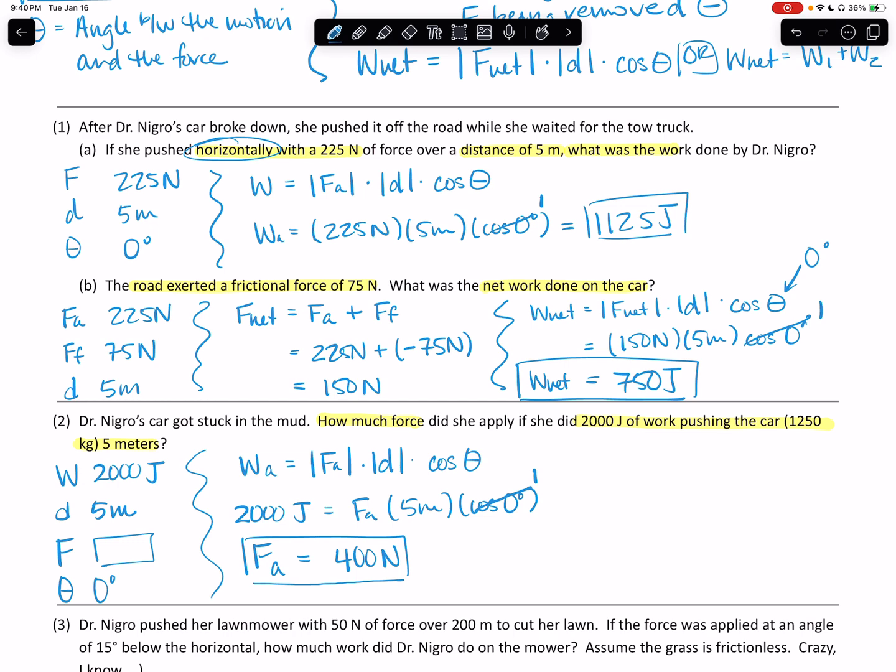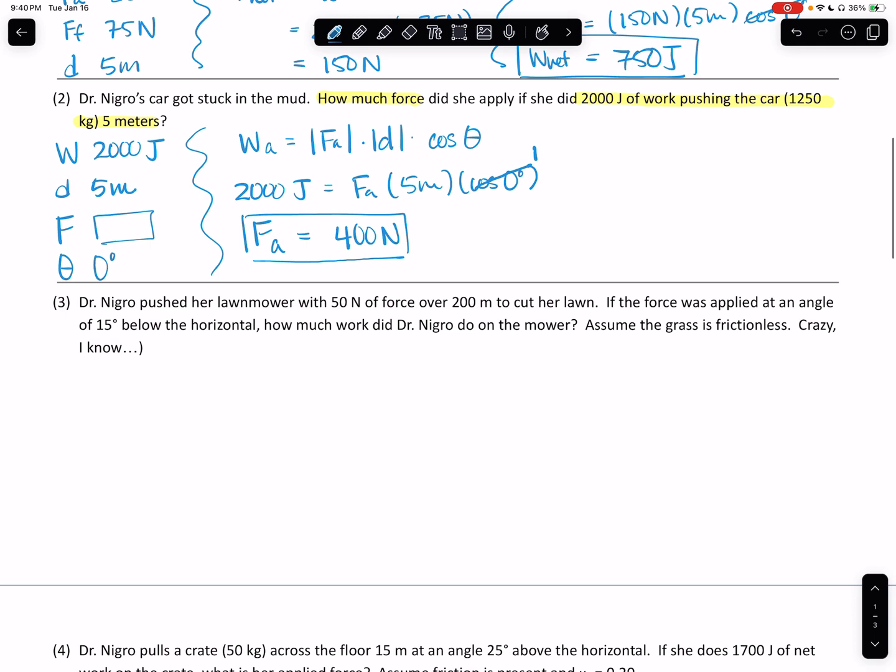So if I expend or put in 2,000 joules worth of energy to push an object 5 meters, then I have to be applying a force of 400 newtons. All right, let's try this one.